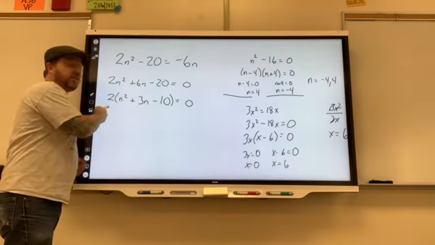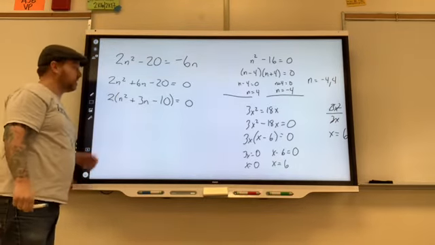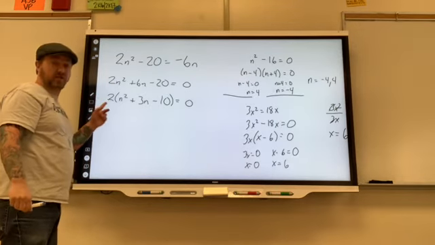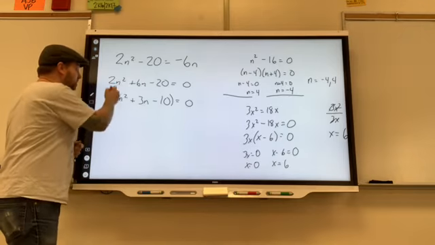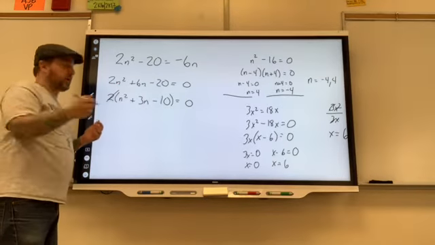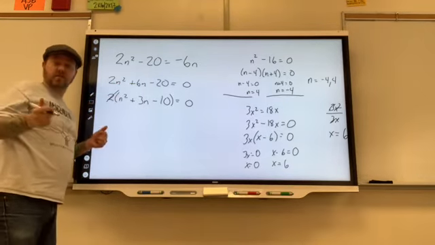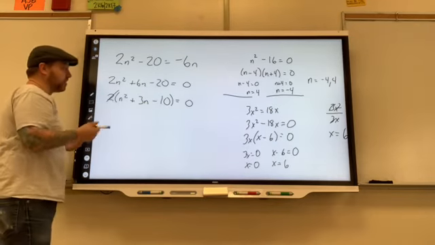Now, do I even need to worry about that 2? No, because either 2 is 0 or this is 0. Well, 2 can't be 0, so I just divide both sides by 2. That's gone. I don't even need it. Cool, huh? All right, so now I got to factor this.